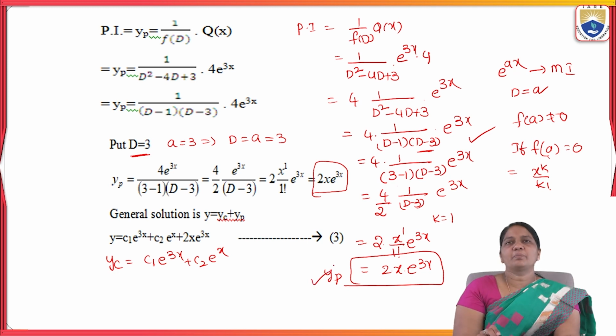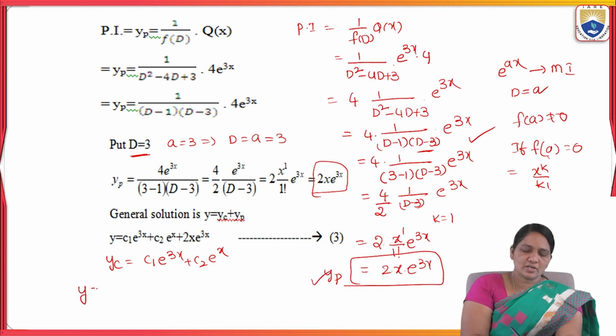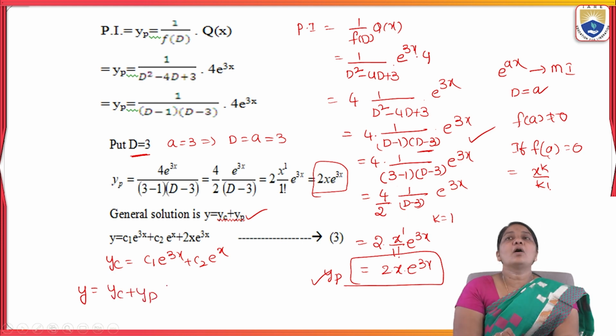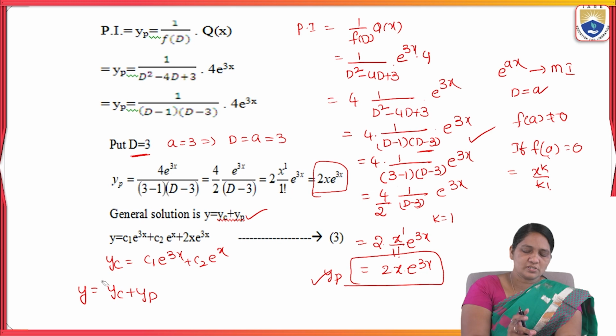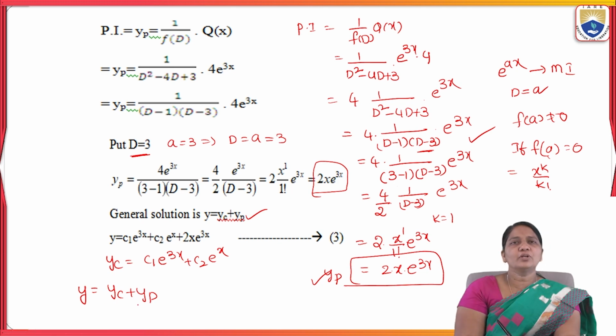And we got the yp value also. What is the general solution or complete solution? That is yc plus yp. This is the general solution of the non-homogeneous equation. For the homogeneous equation only yc is enough. But for the non-homogeneous equation, we need to get the two values, complementary function and particular integral.